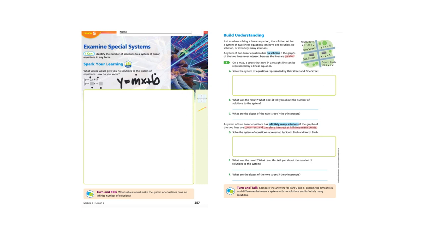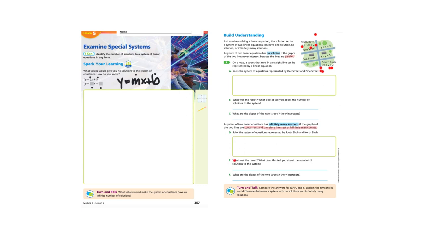So now they're going to ask you some questions here in D about South Birch and North Birch. Like we mentioned, that's really all one street, but in this part of town, it's South Birch, and this part of town, it's called North Birch. So they want you to solve that system of equations. So here's one equation, here's another one. And again, this one is already in the slope-intercept form. This one you may need to change so that it is in the slope-intercept form, just to make it a little more consistent and see things a little more easily.